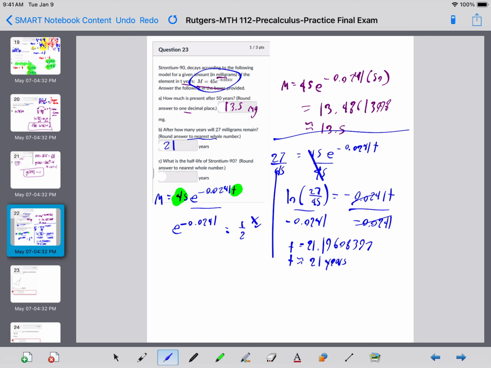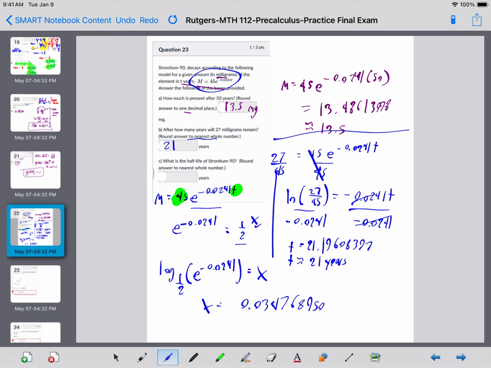So you're going to log base answer equals exponent. You get x equals 0.0347689505.